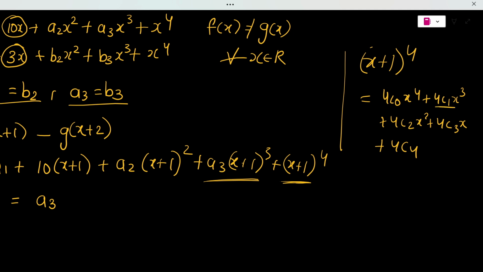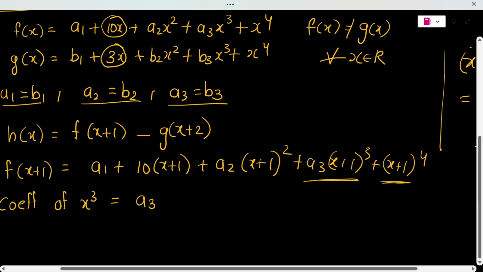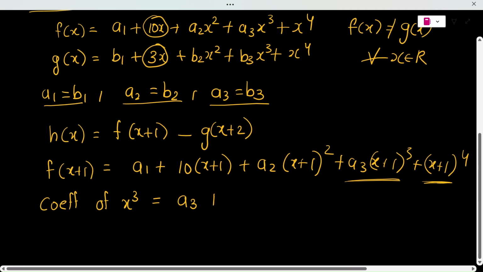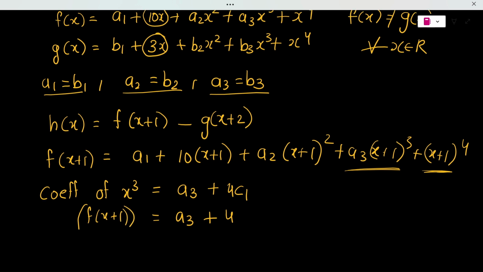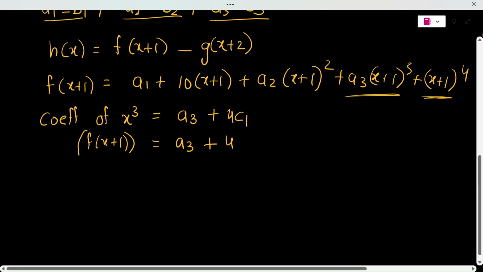So the x cube coefficient I will get is 4c1. So it is a3 plus 4c1, which is a3 plus 4. So this is the coefficient of x cube in f of x plus 1. Now moving to the next one, g of x plus 2.